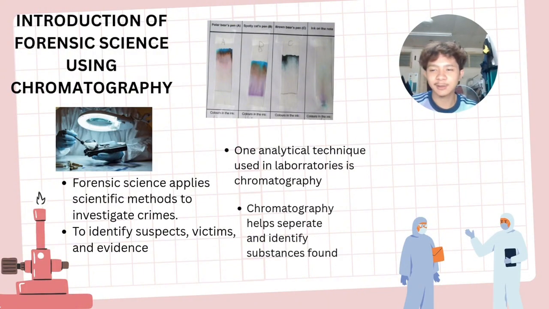Assalamualaikum and hi. Today I will be introducing you to chromatography in forensic science. Forensic science is the application of scientific methods and techniques to investigate crimes. It helps forensic experts to examine evidence collected from crime scenes such as blood, drugs, fingerprints, ink, and other chemical substances. One of the most important analytical techniques used in forensic laboratories is chromatography.